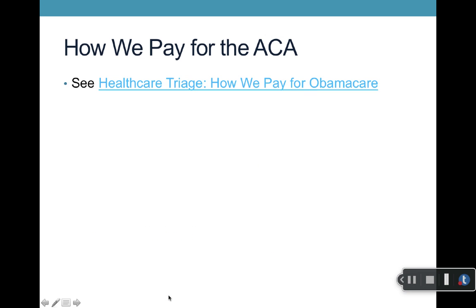So, this gives you a very detailed representation about how the Affordable Care Act is likely to be paid for. And so the complexity in the law was in large part due to the complexity of the sources that were necessary to find the funds to finance all of these changes that were happening in the healthcare delivery system.